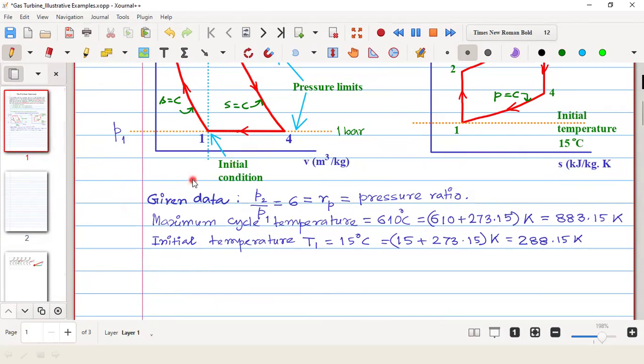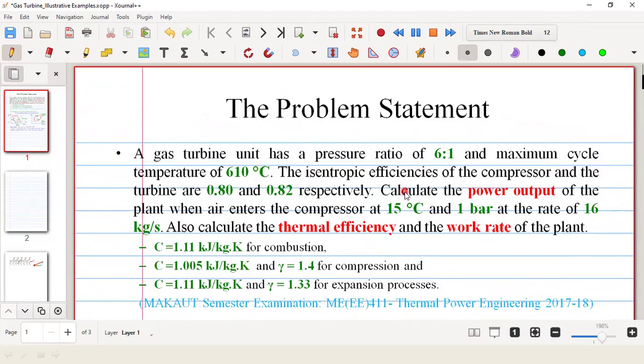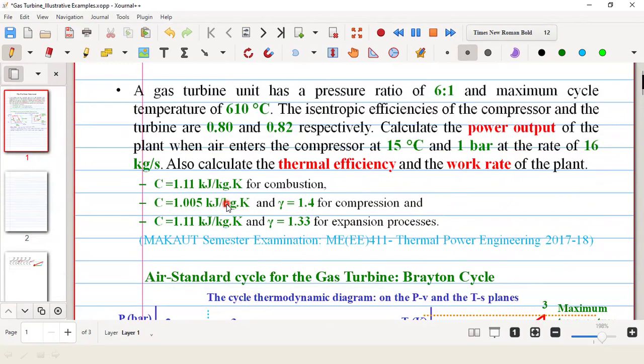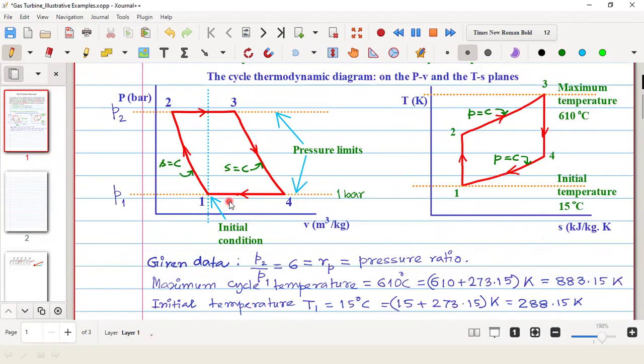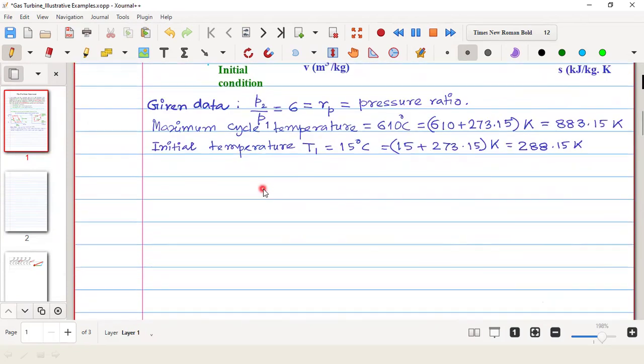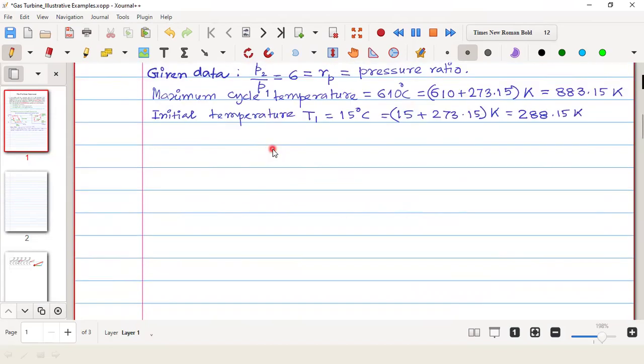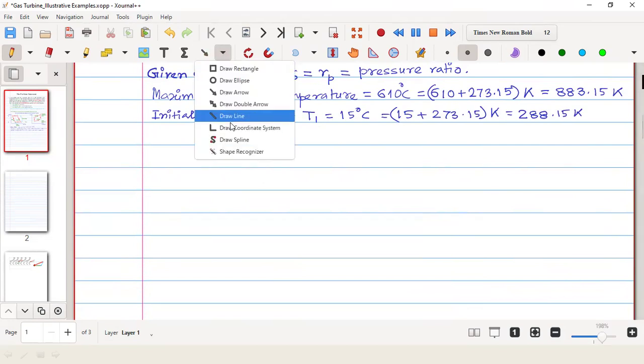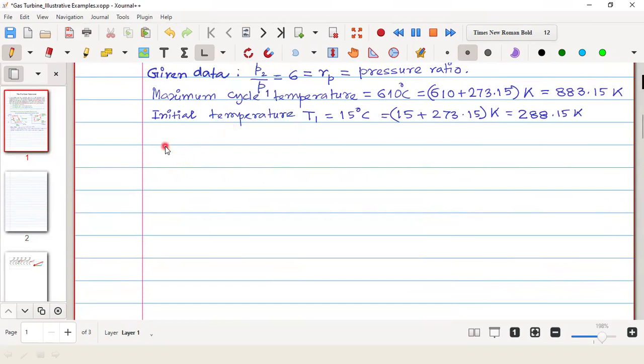Okay. Now, here we see that two quantities are given, that is the isentropic efficiencies of the compressor and the turbine. Now, what is isentropic efficiency? Let us see. Although during solving the problem you don't have to explain many things, you just use the formula or equation and then solve it, but for your understanding, I am showing it here.